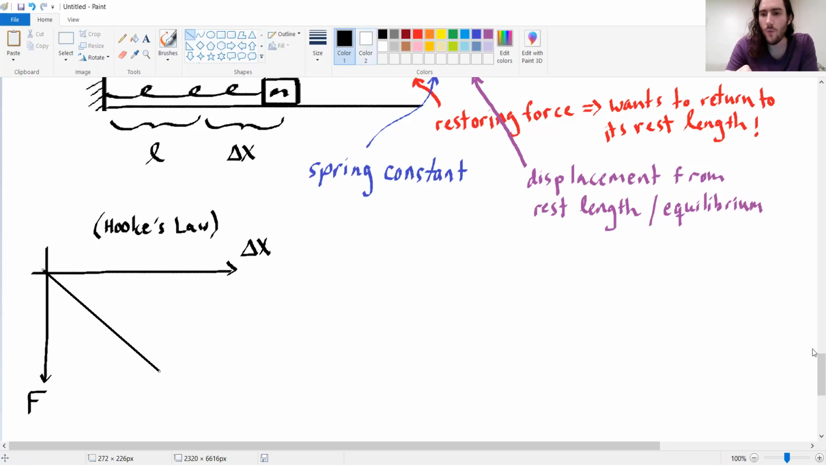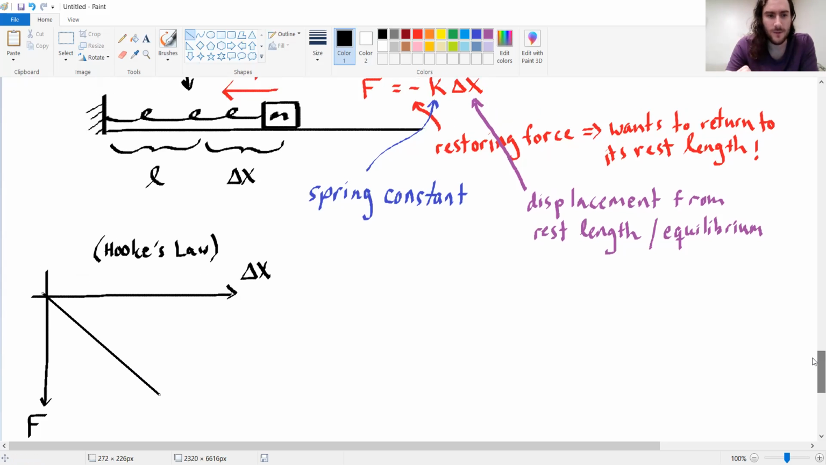And what would the slope of this line be? Can somebody tell me what the slope of this line would be? Go ahead and write that in the chat as well. So what is the slope of this line? Right, minus k, right? So we have the force on the vertical axis, and we're plotting that versus the displacement, delta x. So the slope would be that minus k there. So we'll go ahead and put that in there.